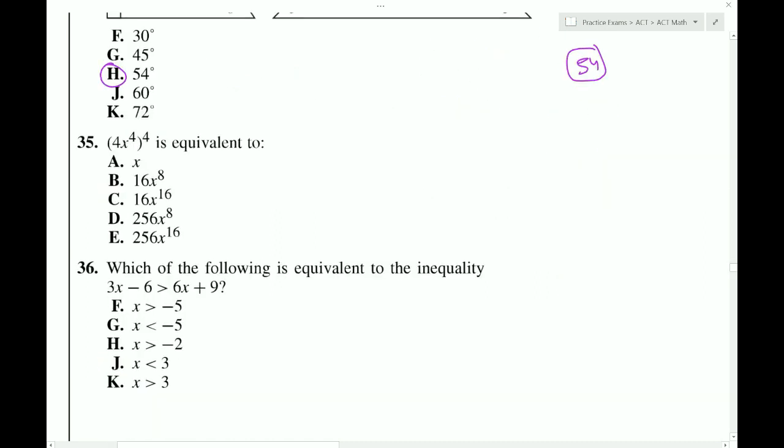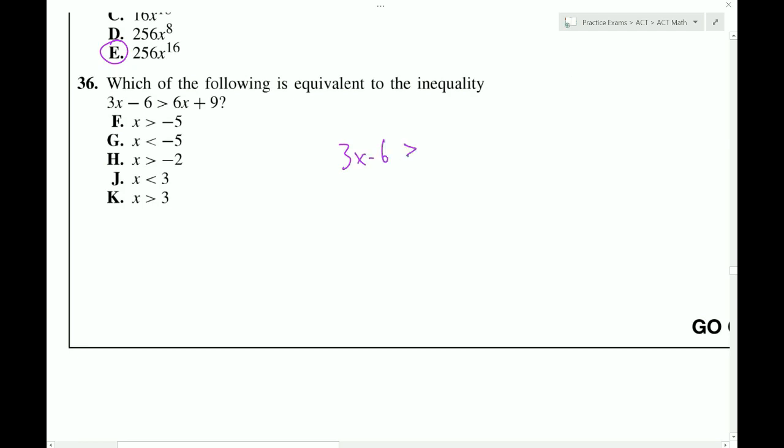4x to the fourth, whole thing to the fourth, so we raise each of these items to the 4th power. So 4 to the 4th power gives you 256. X to the 4th raised to the 4th is a multiplication rule. So we end up with E.